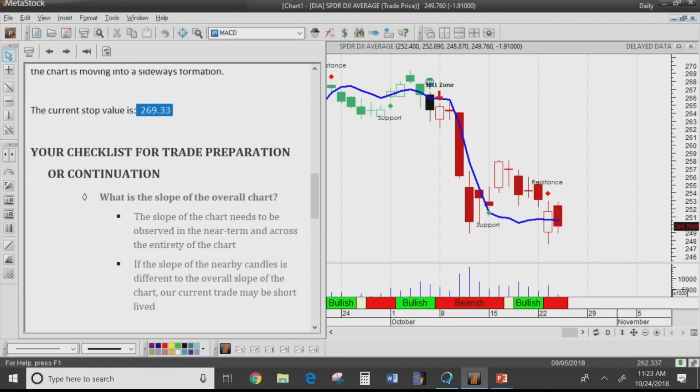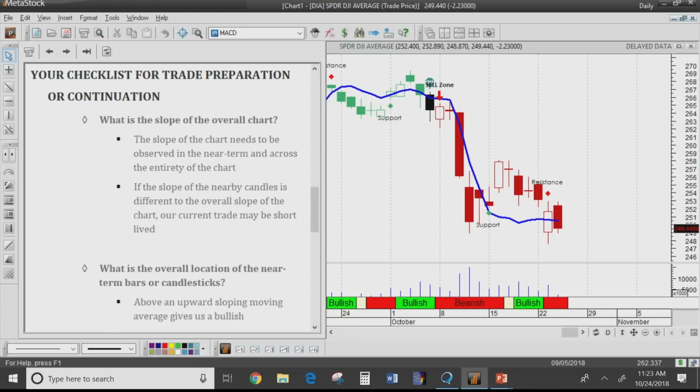So moving on down to the commentary, this is kind of a checklist that Anne-Marie wants you to be aware of. This doesn't change from day to day like the other stuff does, but she wants you to look at the slope of the overall chart, the slope of the actual bars, and she gives you some pretty good advice in terms of what to do and how to interpret this as a signal. And I'll let you read that on your own.